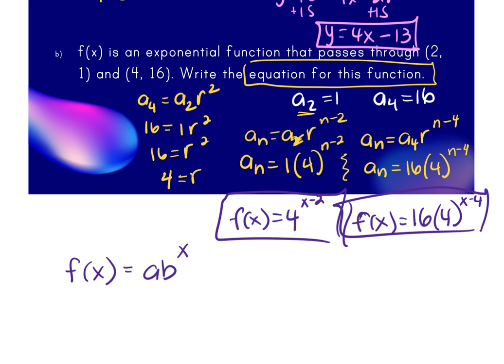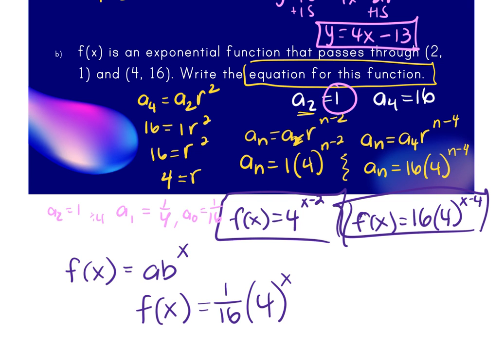So if I have A2 is 1, how do I get to A1? Divide by 4. Good, because my R is 4, right? Divide by 4, and I get A1 is 1/4. And then if I need to go to A0, I'm going to divide by 4 again. So what's A0? 1/16. So this is f of x equals 1/16 times 4 to the x.